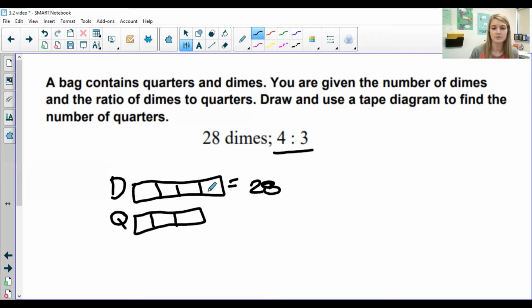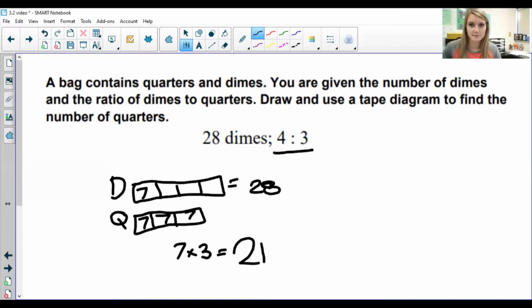There's 4 of them. 1, 2, 3, 4. So what's 28 divided by 4? 7. So we know each of those boxes has 7. So each of these has 7 plus 7 plus 7. So what's 7 times 3? 21. 21 quarters.